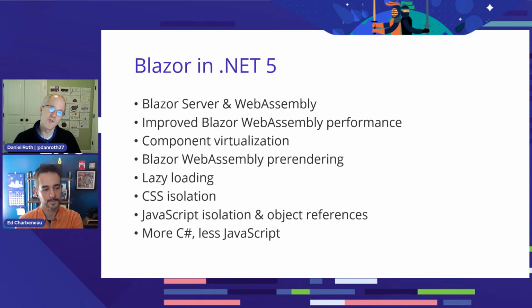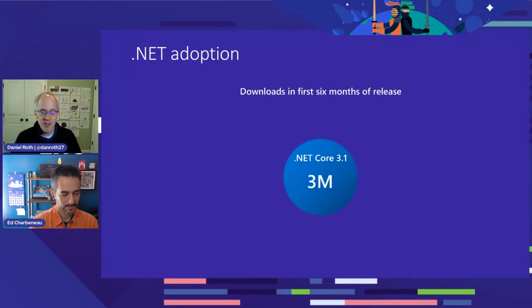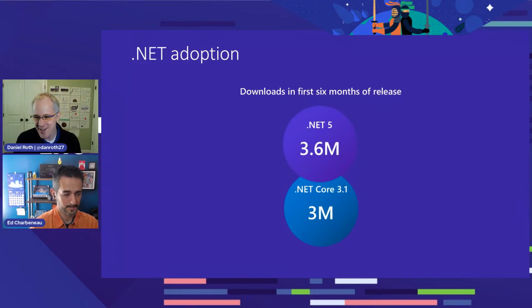We also did a bunch of work so you can write more C# and have to rely on JavaScript interop a lot less for common scenarios, like, for example, setting the UI focus. Now, .NET adoption continues to accelerate, and .NET 5 is actually the fastest adopted version of .NET ever. While .NET Core 3.1 set the previous record with 3 million downloads in the first 6 months, .NET 5 smashed that record with over 3.6 million downloads in the same initial time period.